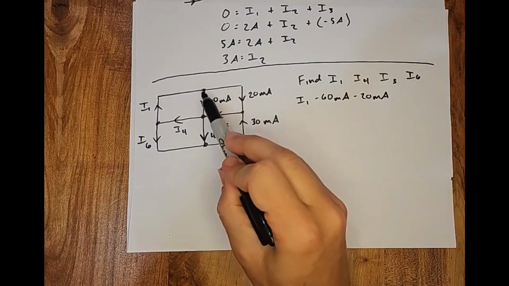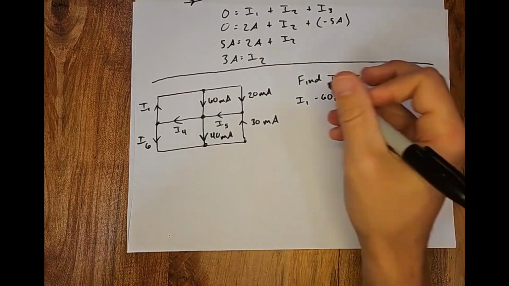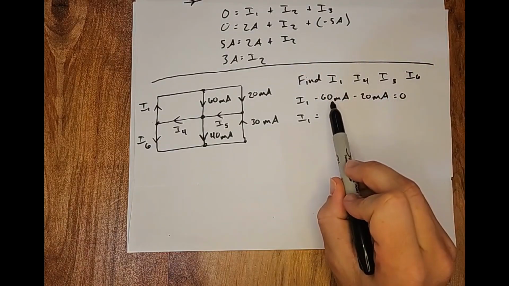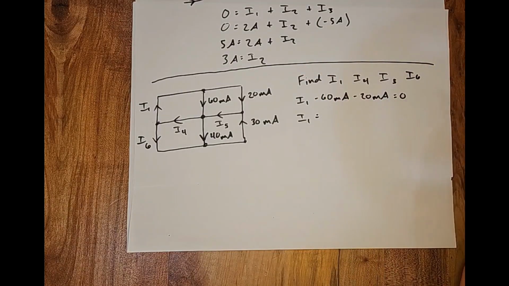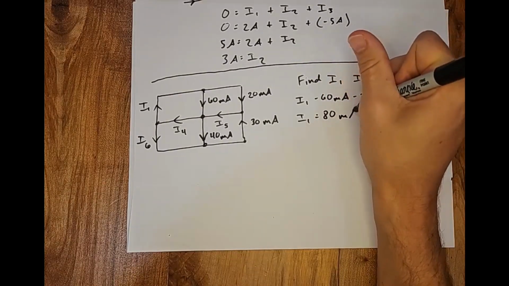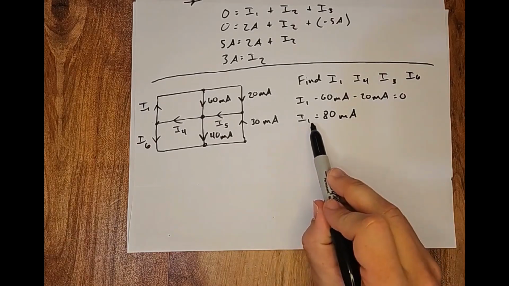They're negative because they're going away from our reference, which is this reference right now. That's all we're focusing on. Equals 0. So I1, just add those over to the 0. So 60 plus 20 is going to be 80 equals 80 milliamps. Assuming if you're watching a video like this, that basic algebra is pretty straightforward. All right, that's one answer.